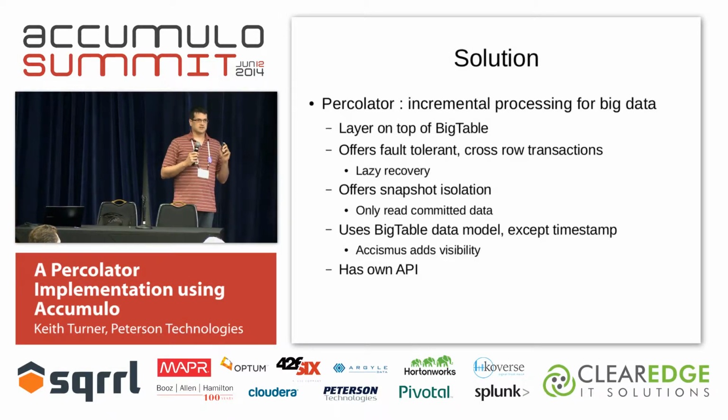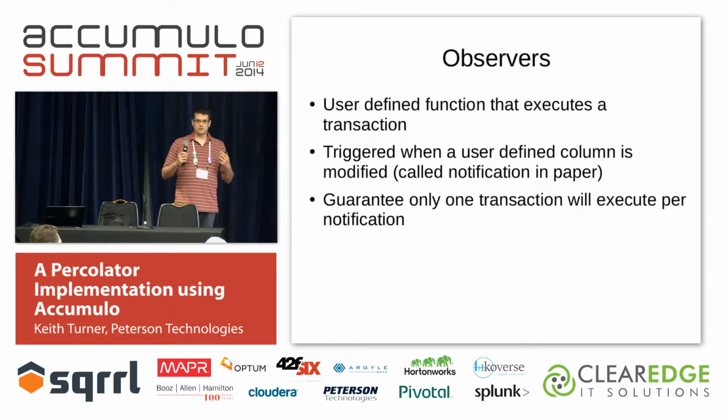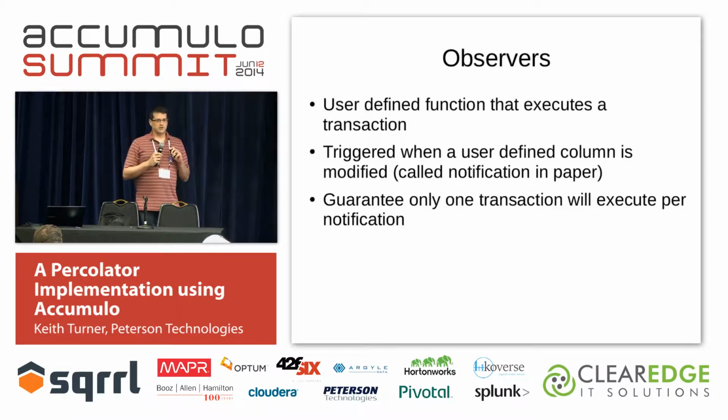these transactions, it's like, okay, what's the processing model? What do you do with them? The processing model in Percolator is that they have these things called observers. And on every node in the cluster, you run a worker process. And the worker process will run hundreds of threads that execute these observers, which are basically user-provided code that execute transactions.